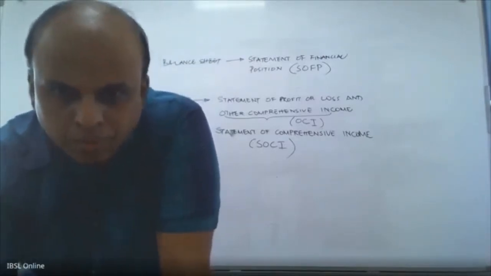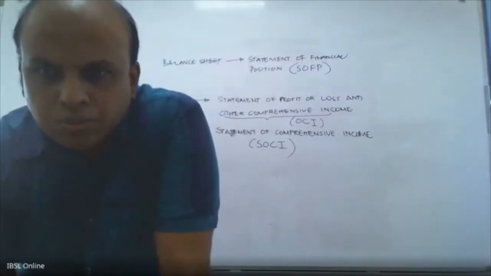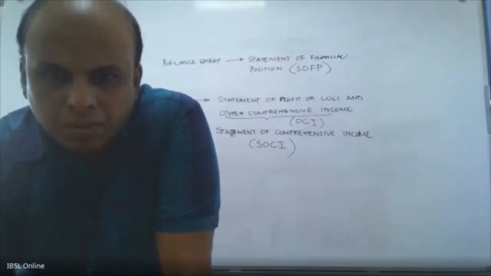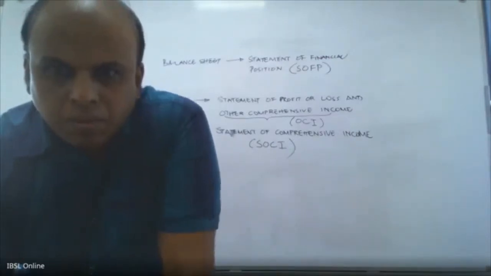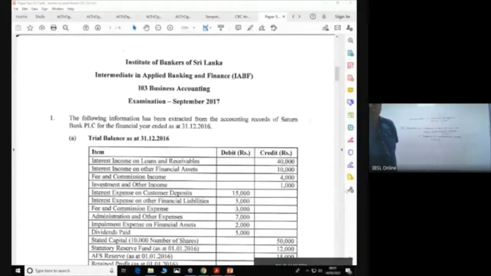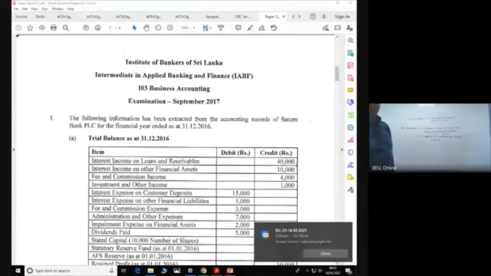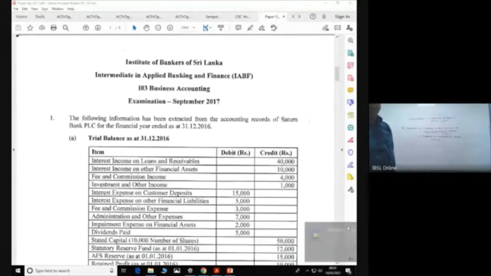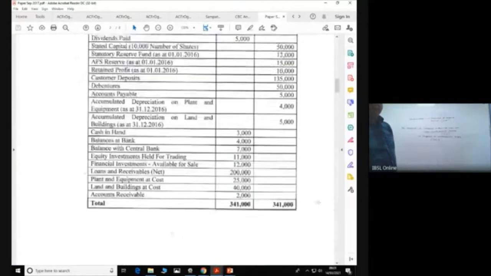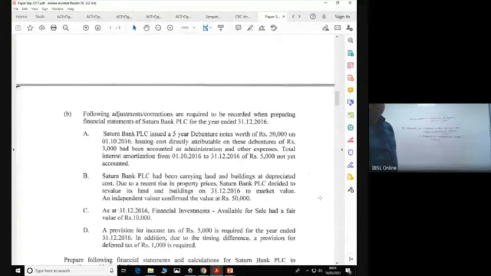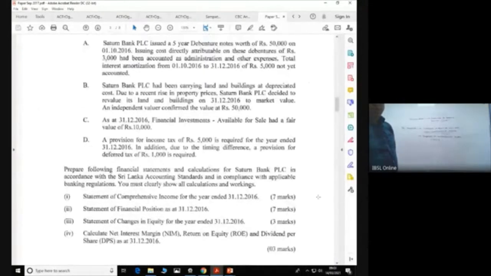Okay, so I'll show you a paper. Now this is September 2017 question paper, right? I'm just taking one, but it will be the same, right? Where this is question number 1. Now you will see there is a trial balance given. Then there are some adjustments. And this is the most important part.